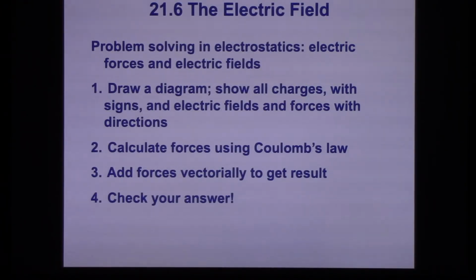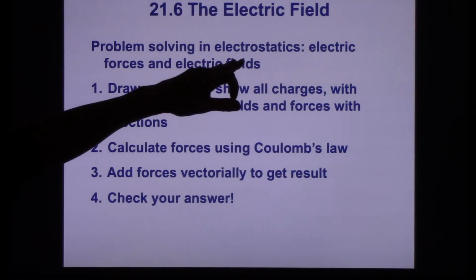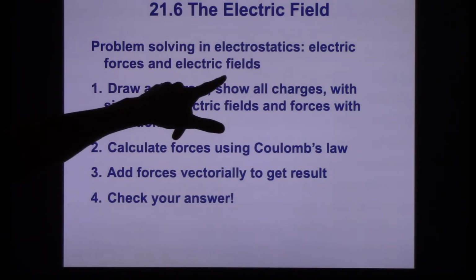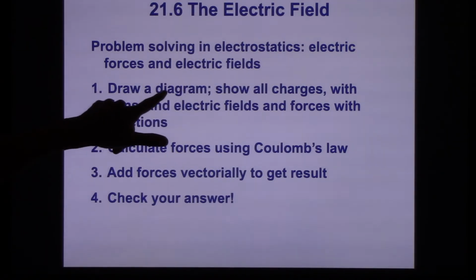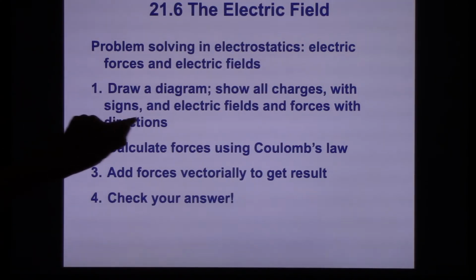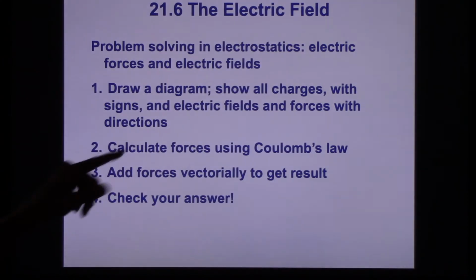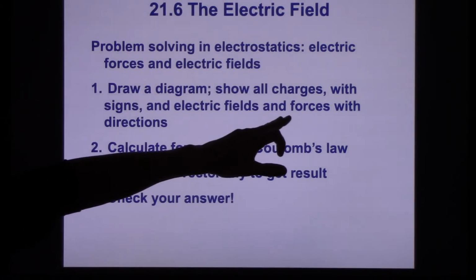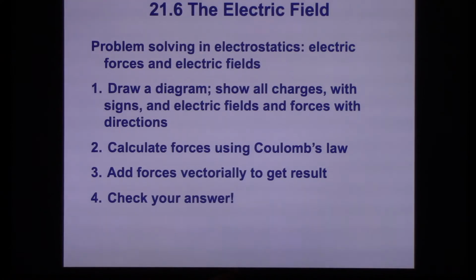All right, so here's the advice on calculating these electric fields. It says problem solving in calculating electric forces and electric fields. So draw diagrams, show all the charges with the signs. Once you know the signs, you can figure out the electric field and force directions. So once you've drawn the diagrams and identified which charges are positive and which are negative, that's enough information that you can determine what direction the electric field and force arrows, the vectors that you're drawing, are in.